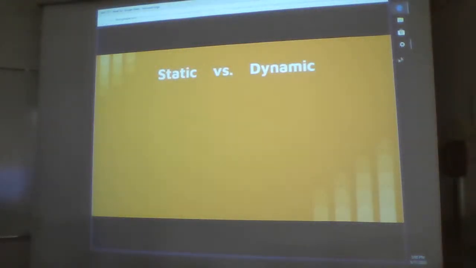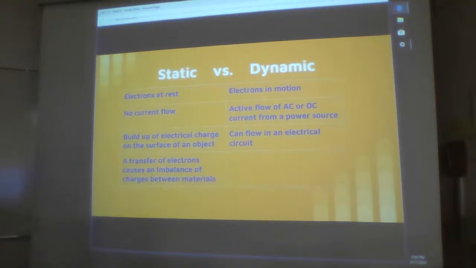So static versus dynamic electricity. I made you guys this cool little table. Remember Baby Genius? You're welcome.